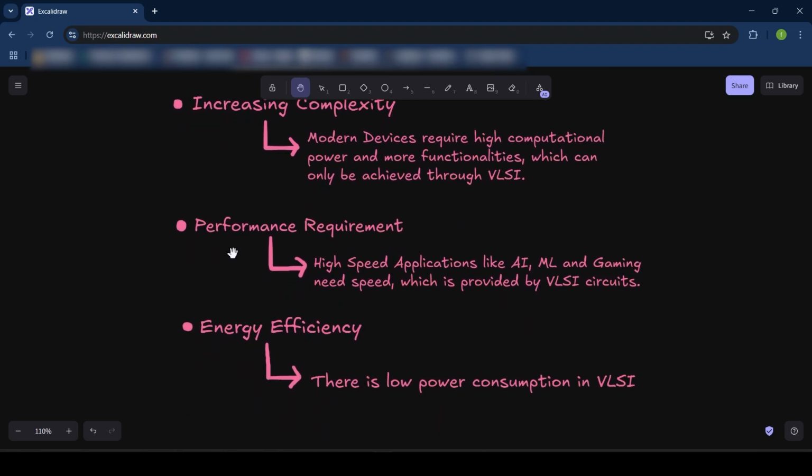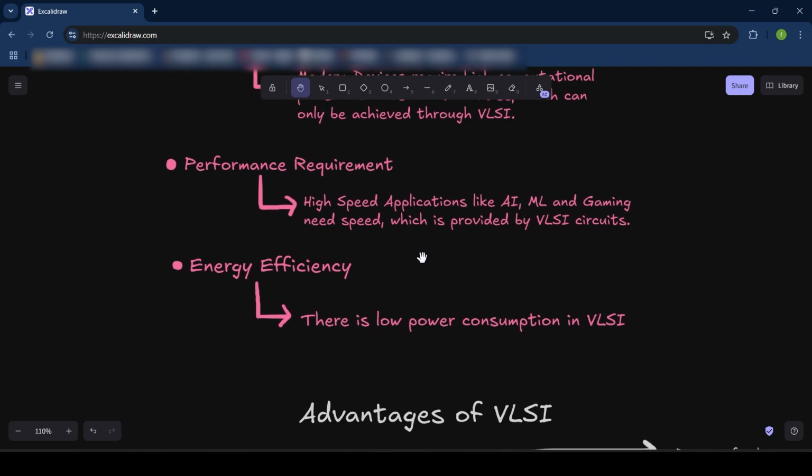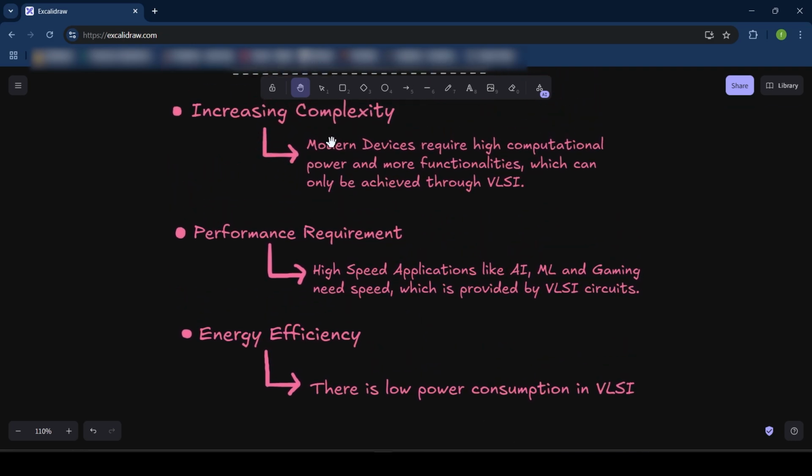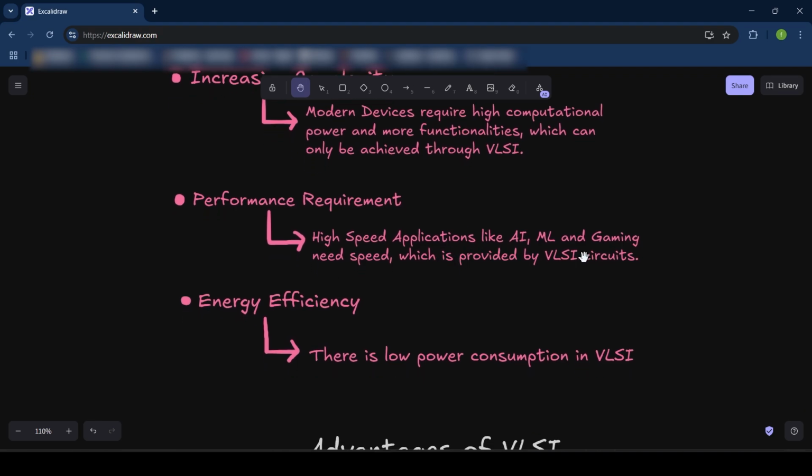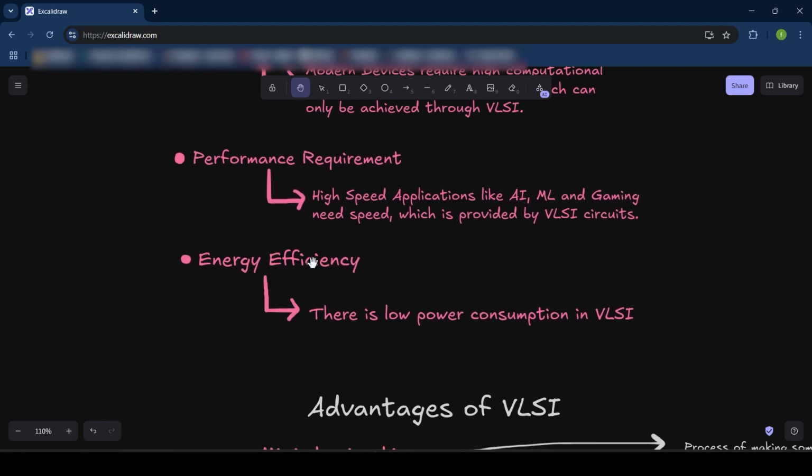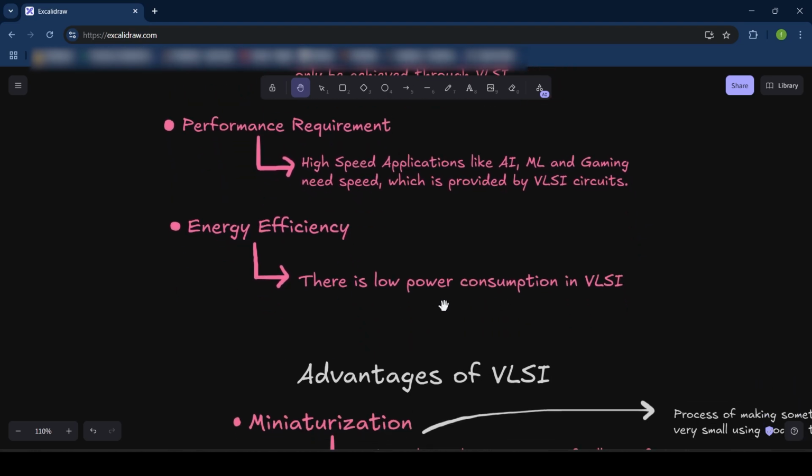Then the second need is performance requirement. As we know, nowadays we have the era of AI and machine learning, that is ML, and gaming. These three applications require high speed, and that high speed is provided by VLSI circuits only. And the third and the best part: despite providing high computational power, functionalities, and high speed, these have very low power consumption. So it is energy efficient also.